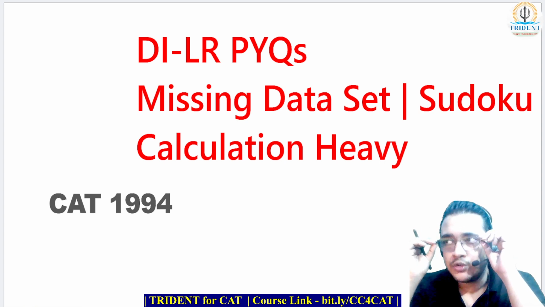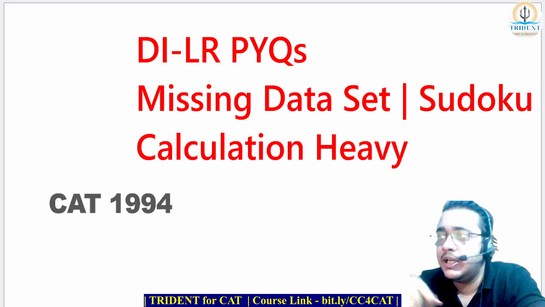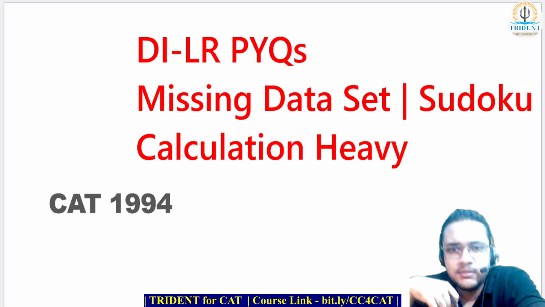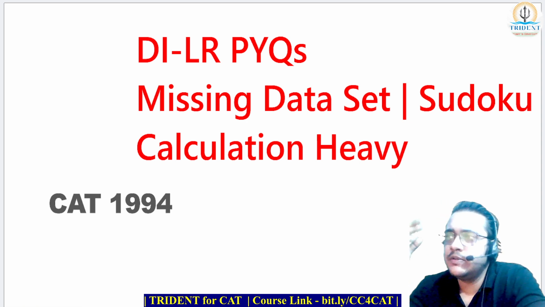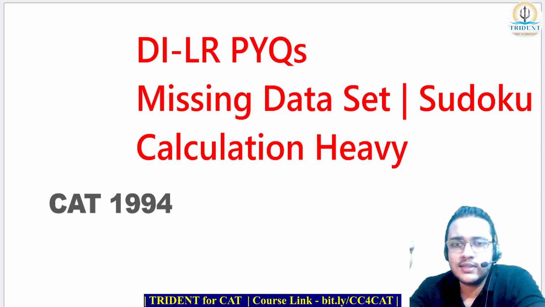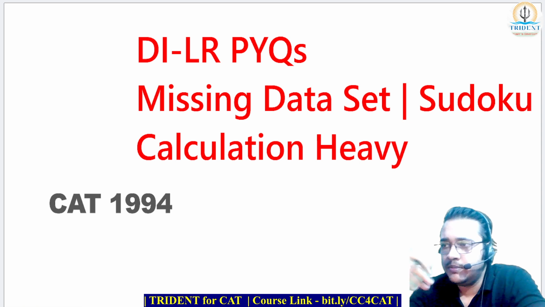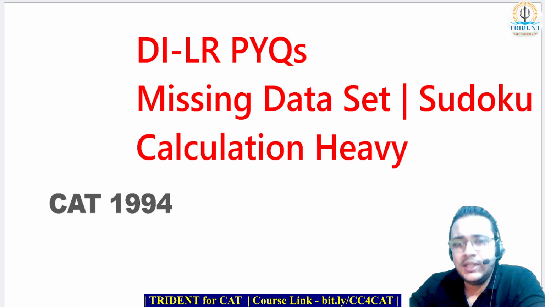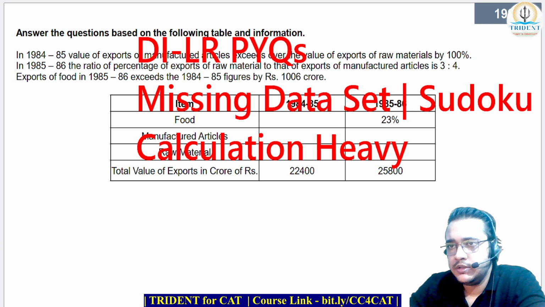My name is Somajit Goswami, and in this session we are looking at DILR previous year questions. This is a missing data set. These types of caselets are also called Sudoku type caselets. This is going to be a little calculation heavy, taken from CAT 1994. So let's directly go to the questions.